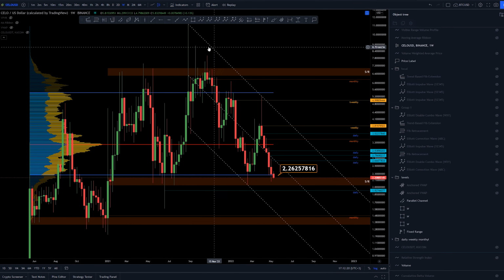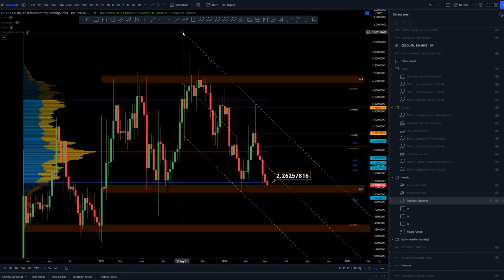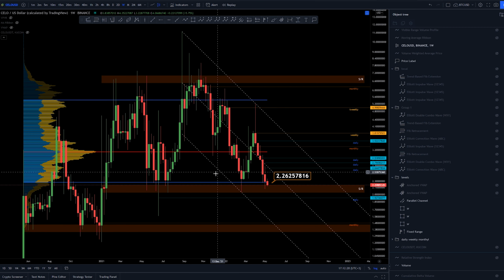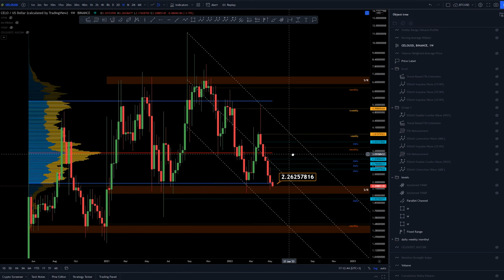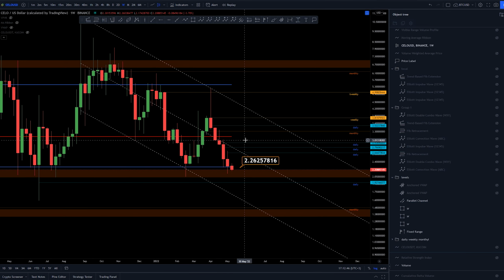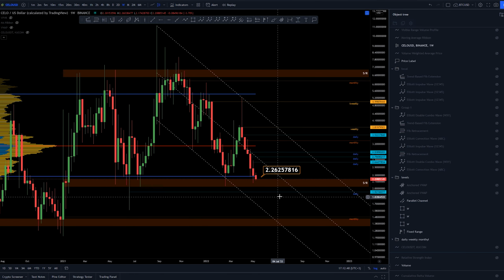The current channel that we have is from the highs of August 2021 into the highs of April 2022 and to the lows of February 2022. This is a somewhat good fit channel. We could even place it here and get some more confluence around the 50% midline of this channel. But yes, there are multiple ways to draw it, definitely.